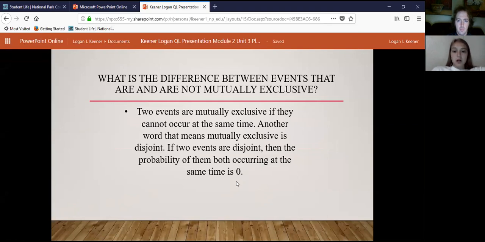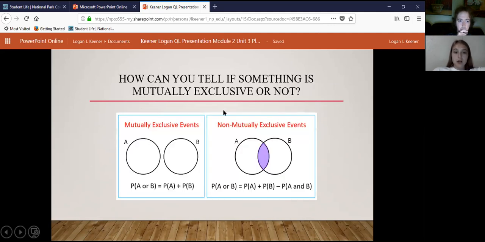In other words, mutually exclusive means disjoint, which means there are just two separate circles, such as on a Venn diagram, and they're not intersecting. If two events are disjoint, then the probability of them both occurring at the same time is 0. So here you can tell if it is mutually exclusive on a Venn diagram.